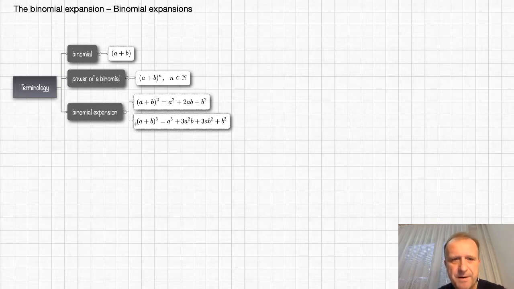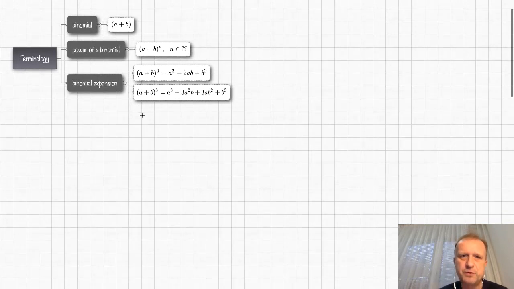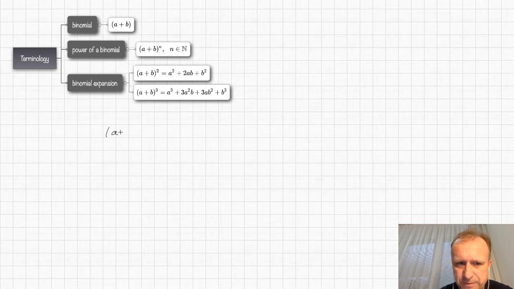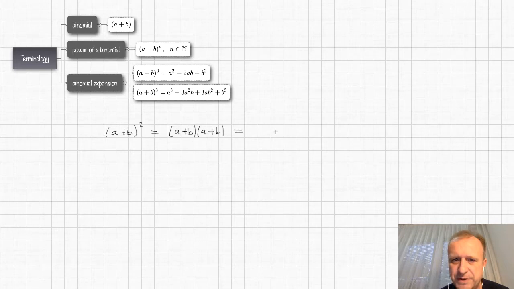Okay, so let me now try to look at how this works and try to find some pattern. Let me start with a plus b to the power of 2. A plus b to the power of 2 can be understood as a plus b times a plus b, as you already know. And this can be calculated, and I'm going to write it in a very special way. It can be calculated by multiplying each term of the second bracket by each term of the first bracket. So I will now choose the first term of the first bracket and multiply both terms and write them in one single line.